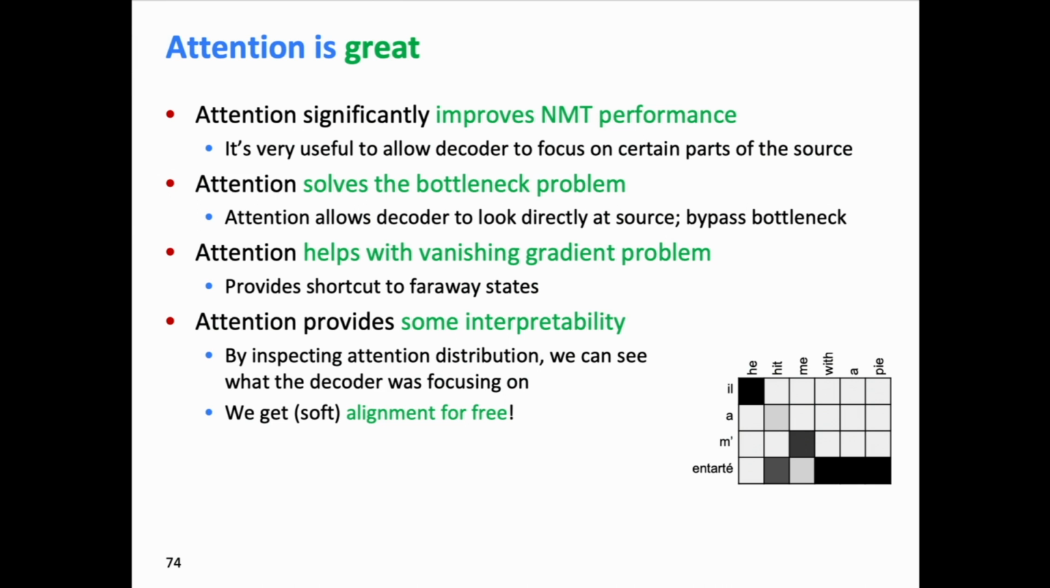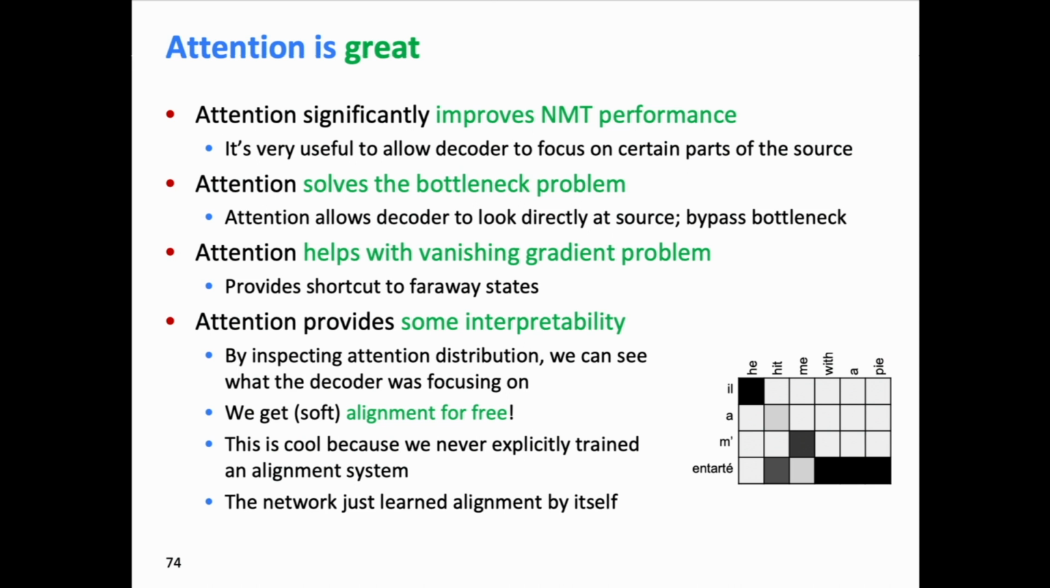And the reason I say for free is because when you remember the SMT systems, the whole point there is that you had to learn an alignment system deliberately and separately. You had to define the notion of alignment, you had to define the model of calculating what the probability of different alignments were, and train it. Whereas here, we never told the NMT system about alignment. We never explicitly trained an alignment system. We never had a loss function that tells you how good your alignment was. We just gave the NMT system the apparatus to do something like alignment and told it to maximize the cross-entropy loss for doing machine translation. And then the network just learned alignment by itself. I think this is the coolest thing about attention, is that it's learned some structure in a somewhat unsupervised way.